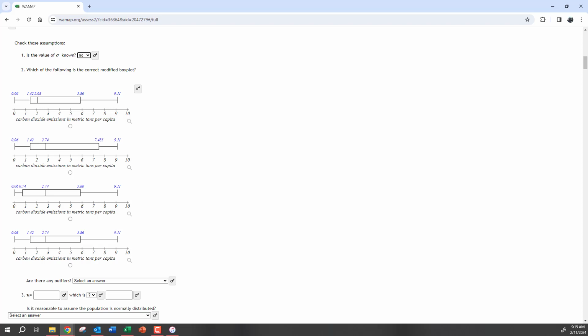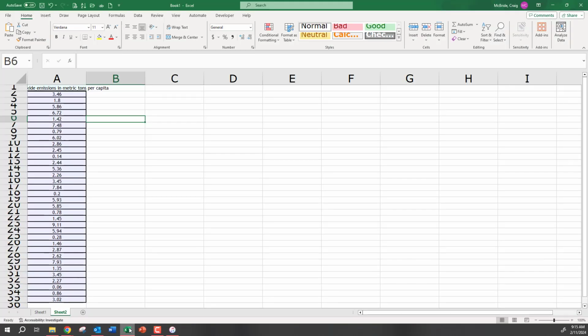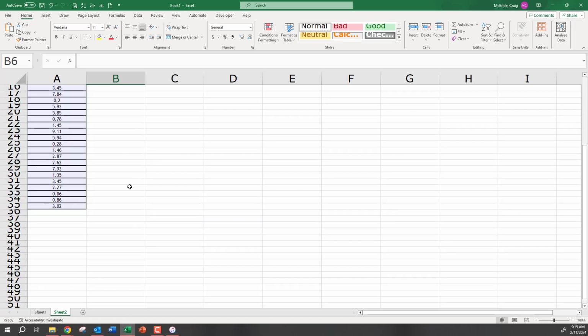Now, there's other ways to do this. There are ways to do normal quantile plots. There's all sorts of stuff that they talk about that are checks for normality, and it's just ways to make sure that your sample is roughly normal, that it doesn't have any outliers. Okay, so let's do this in Excel. We just have to calculate all of those bits and pieces, min, max, and so on and so forth.